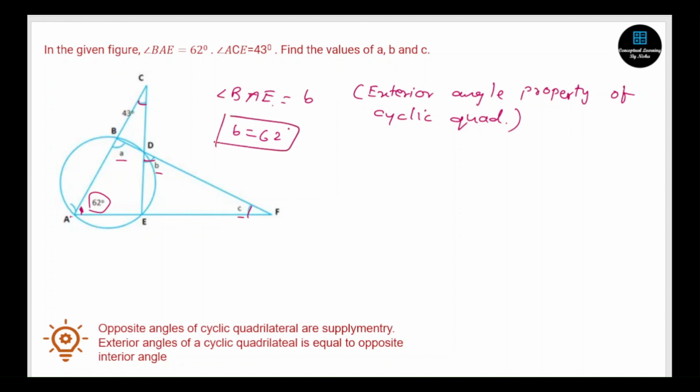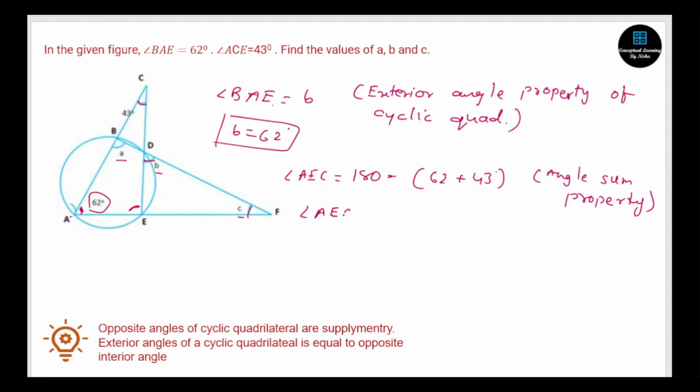So B equals 62 degrees. We got B. Now if I talk about triangle ACE, for this angle, angle AEC equals 180 minus 62 plus 43. Correct? So by the angle sum property, I can find angle AEC equals 75.